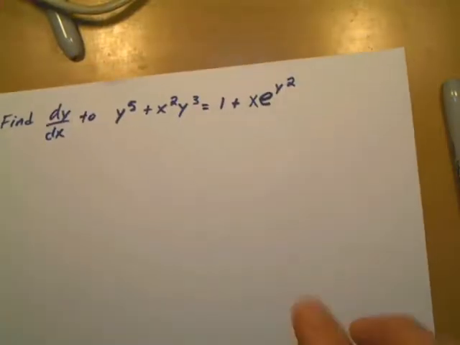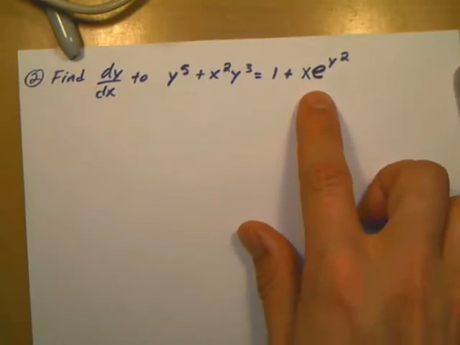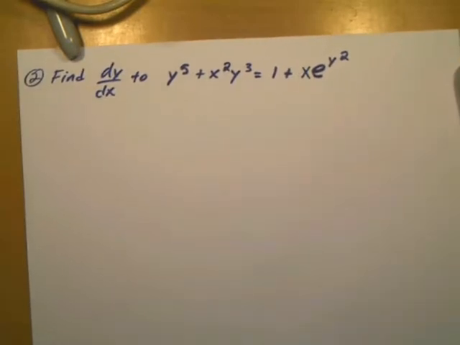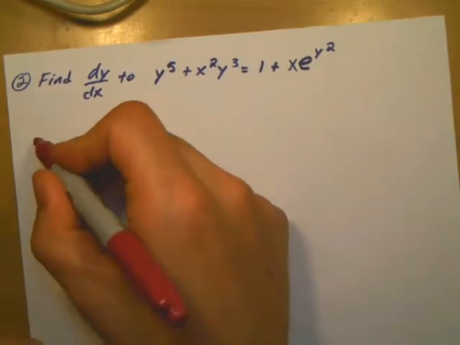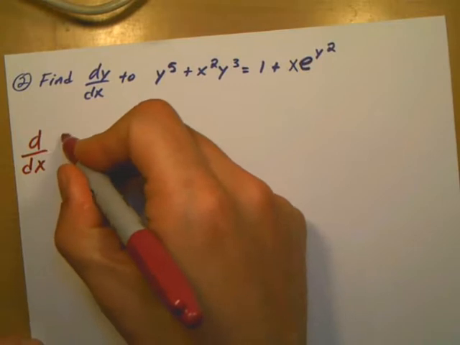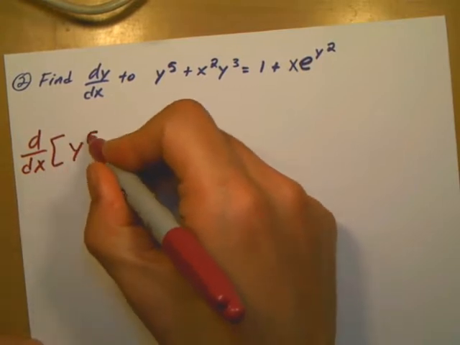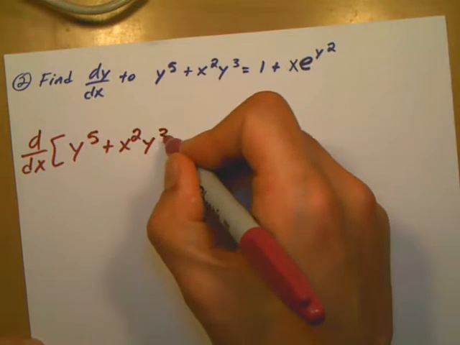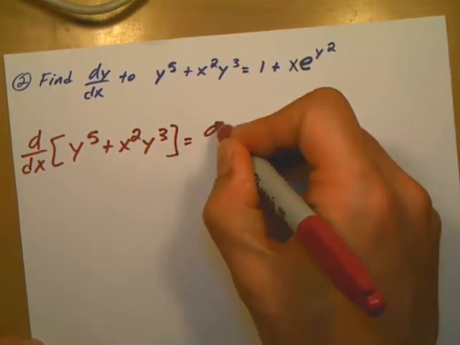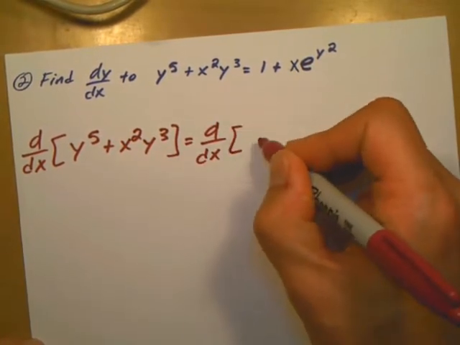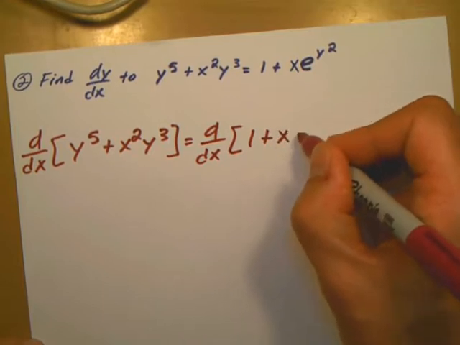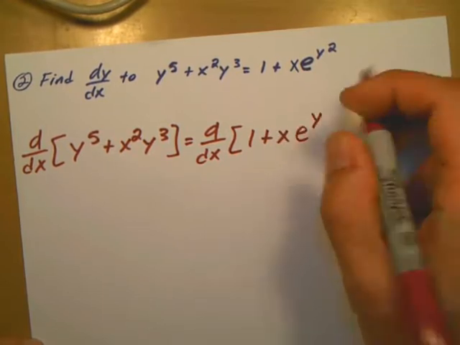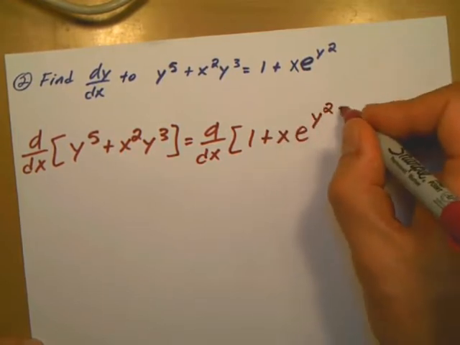Alright. Example 2 is finding the derivative implicitly of this bizarre looking expression. So a bunch of stuff going on here, so let's just go ahead and bust through it. First thing is I find the derivative of each piece, so the derivative with respect to x of y to the 5th plus x squared y to the 3rd equal to the derivative with respect to x of 1 plus x e to the y to the 2nd.